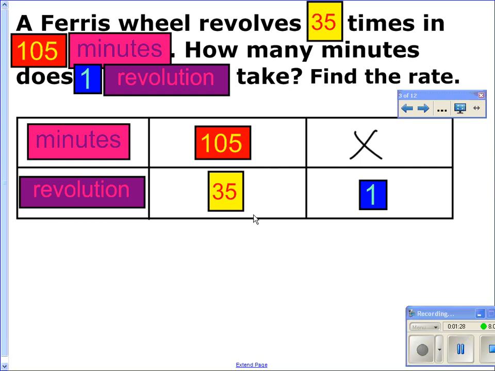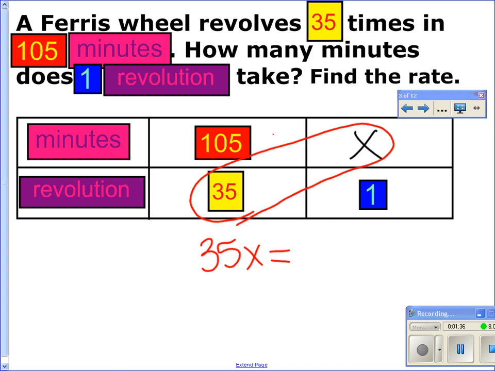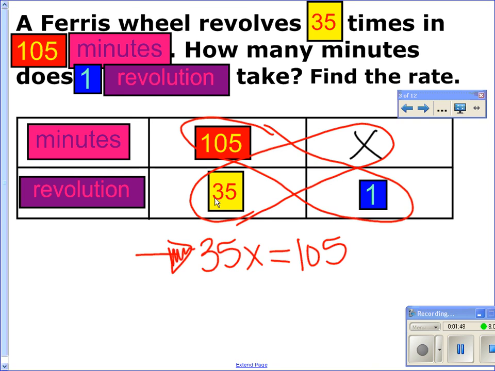Okay, so we have them set into the boxes. Now we're going to cross multiply. 35 times x equals 35x equals 105 times 1 is 105. Okay, this is your equation. This is what's going to help you solve for how many minutes it takes. This is something I always need to see on your work.